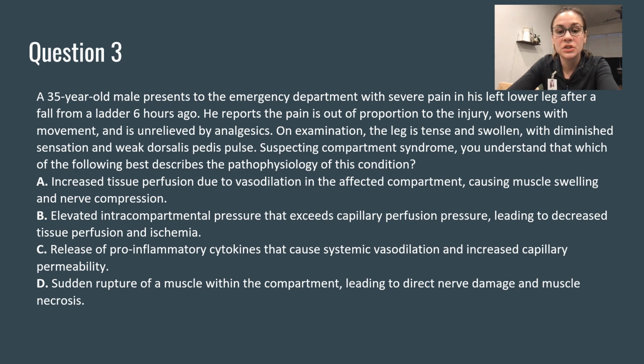A. Increased tissue perfusion due to vasodilation in the affected compartment, causing muscle swelling and nerve compression. B. Elevated intracompartmental pressure that exceeds capillary perfusion pressure, leading to decreased tissue perfusion and ischemia. C. Release of pro-inflammatory cytokines that cause systemic vasodilation and increase capillary permeability. Or D. Sudden rupture of a muscle within the compartment, leading to direct nerve damage and muscle necrosis.